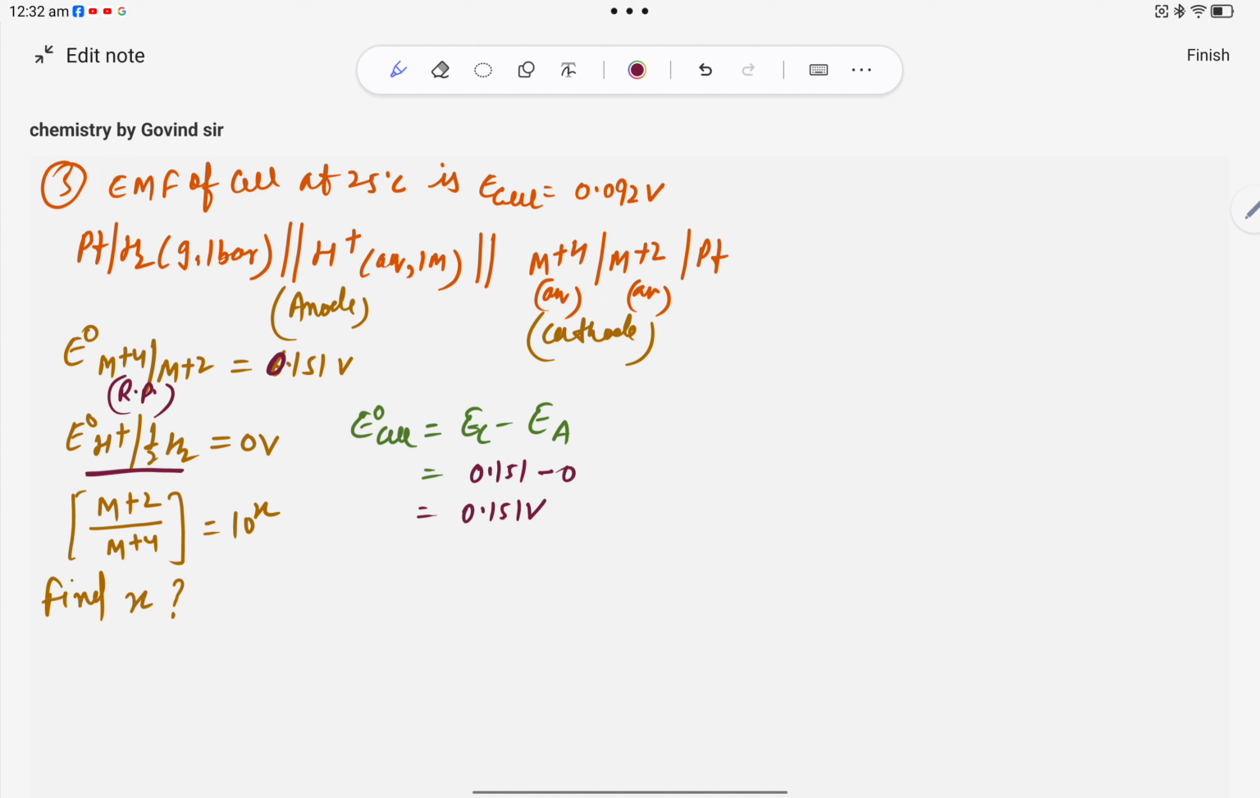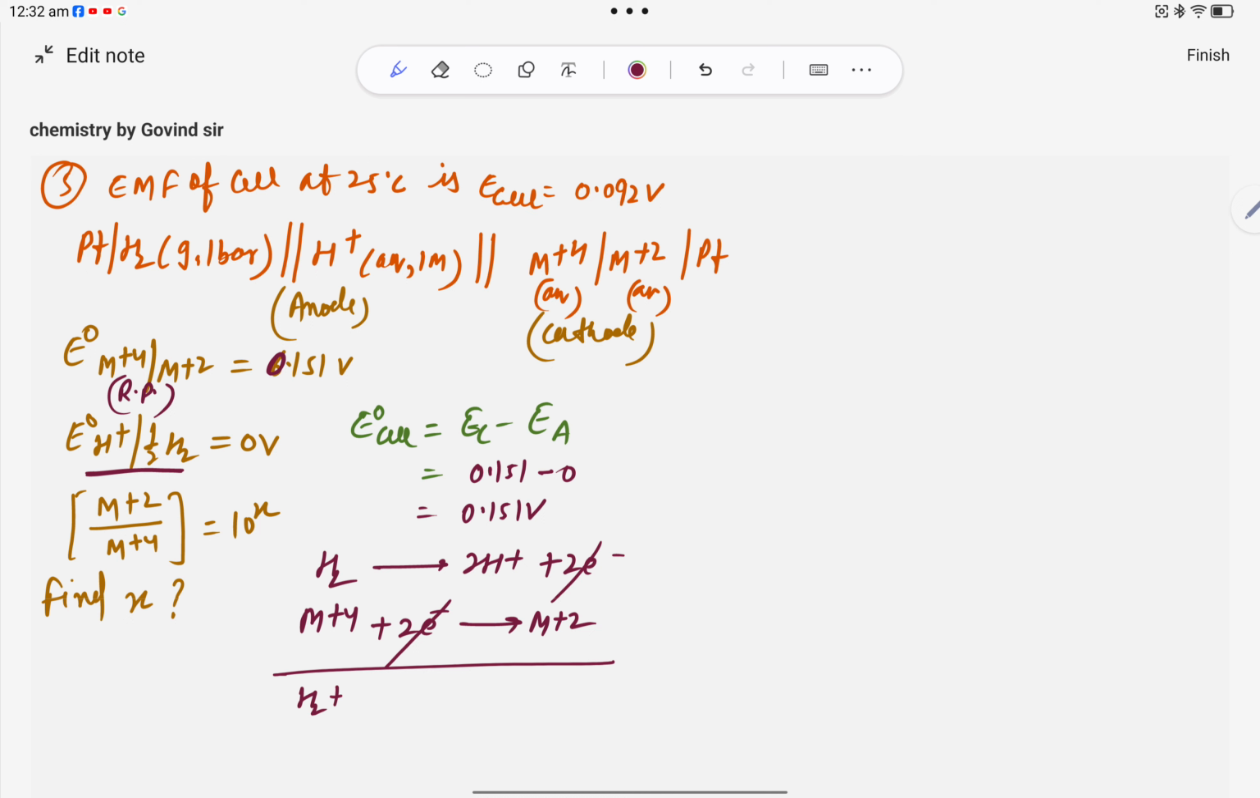Then reaction. What is the reaction? H2 will be converted into 2H plus plus 2 electrons, M4+ plus 2 electrons converted into M2+. So here the overall reaction is H2 plus M4+ gives 2H plus plus M2+.